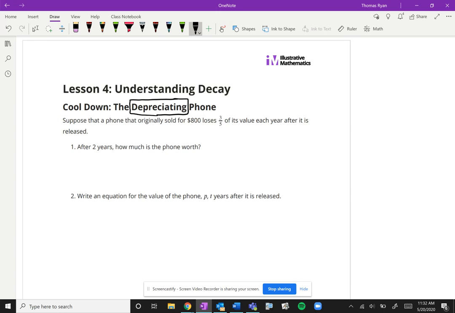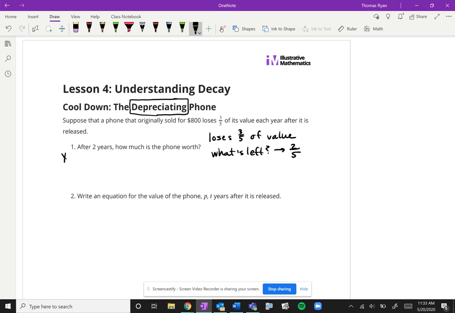it loses value. So suppose that a phone that originally sold for $800 loses 3/5 of its value each year after it's released. So after 2 years, how much is the phone worth? So if it loses 3/5 of its value, then what's left? It must be 2/5, right? Whatever else left over to get to a whole number of 1. So after 2 years, how much is the phone worth?